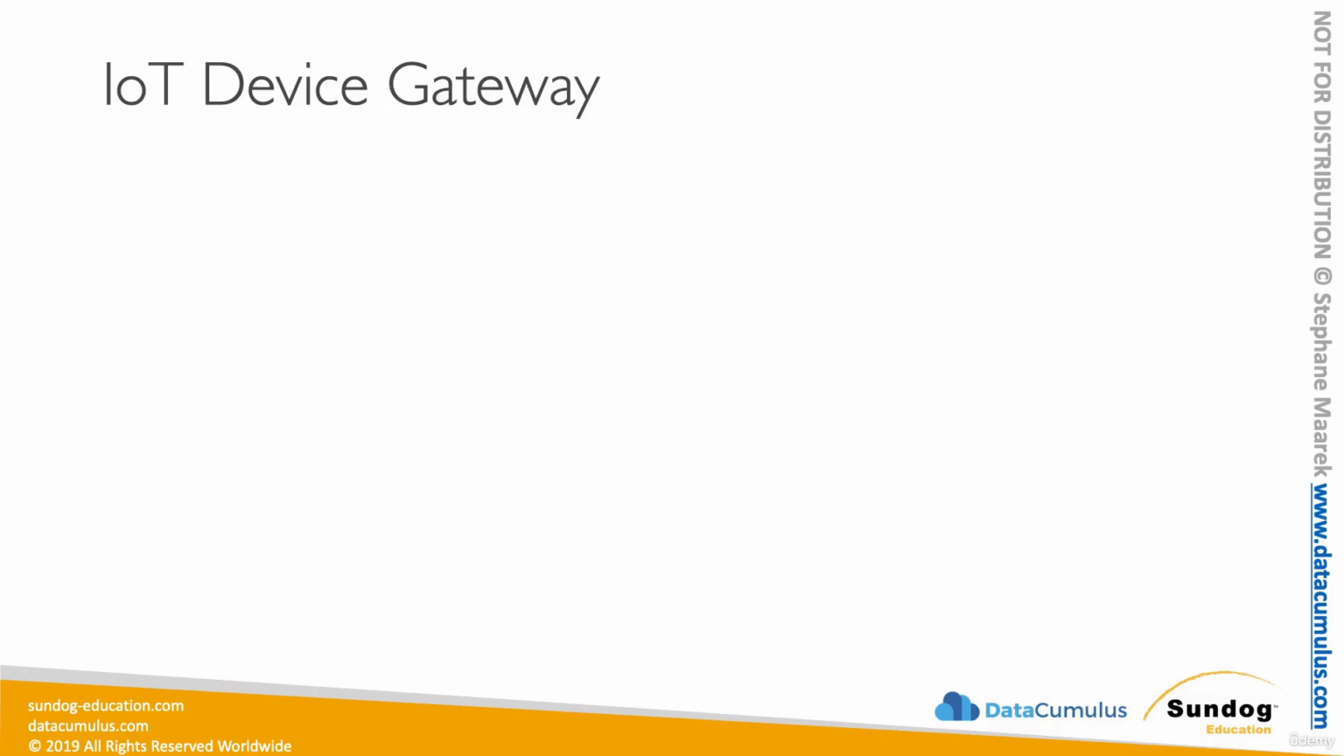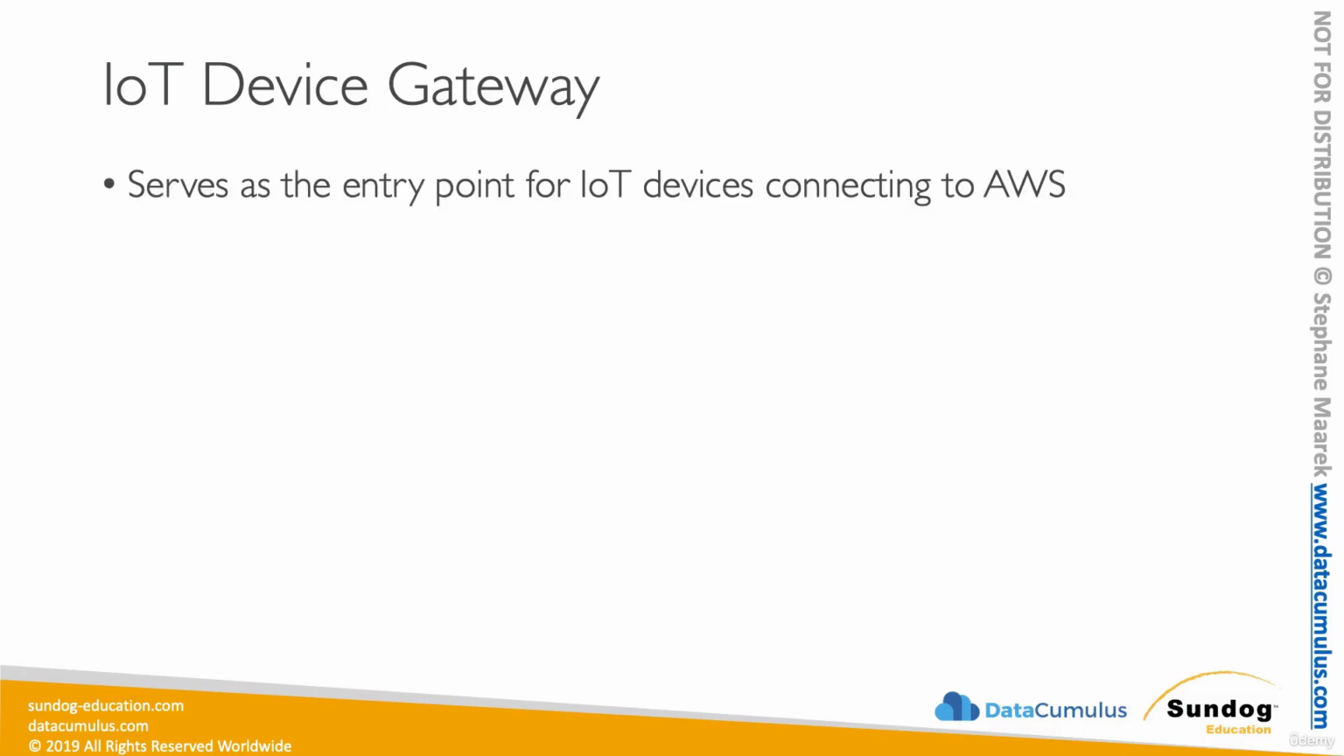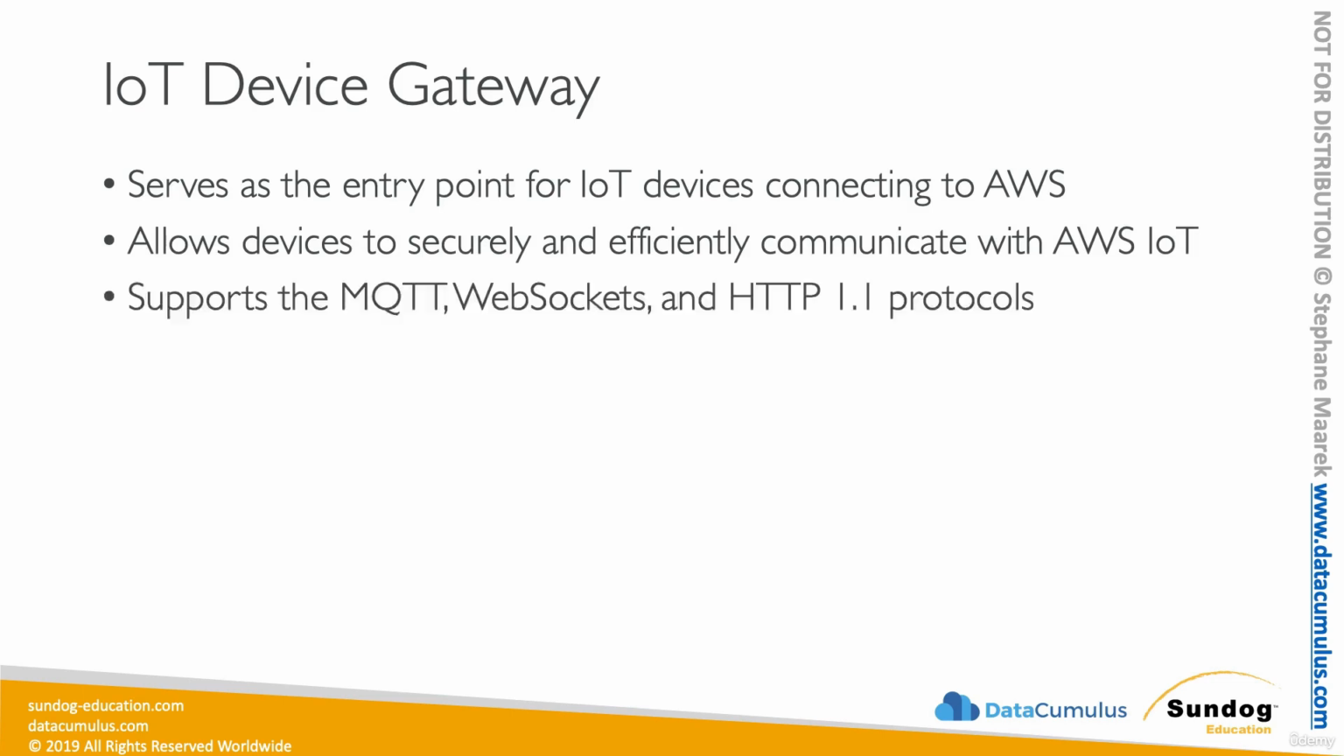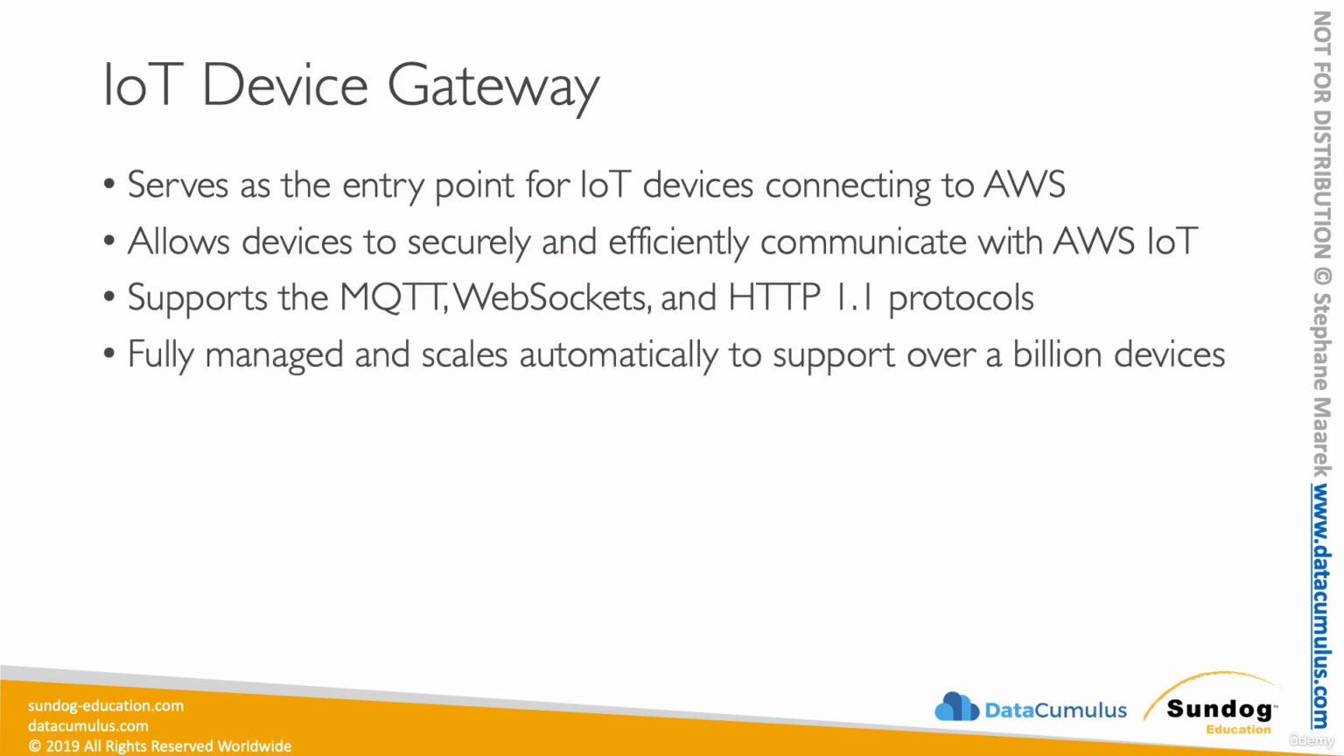Okay, so let's talk now about the IoT device gateway in depth. So the device gateway, as said before, is an entry point for your IoT devices connecting to AWS, and it allows the devices to securely and efficiently communicate with the AWS IoT cloud. It supports many protocols such as MQTT, you have to remember that, WebSocket, and HTTP 1.1 protocol. It's fully managed and will scale automatically to support over 1 billion devices. So if you have a very successful company, IoT device gateway should work for you. You don't need to manage any infrastructure, so it's like a serverless service.